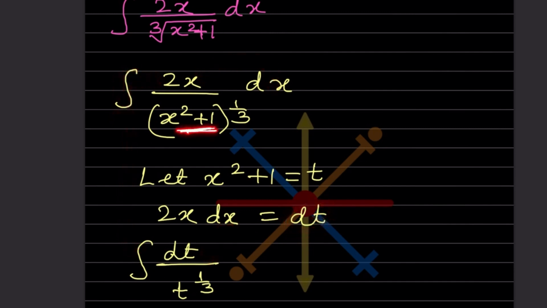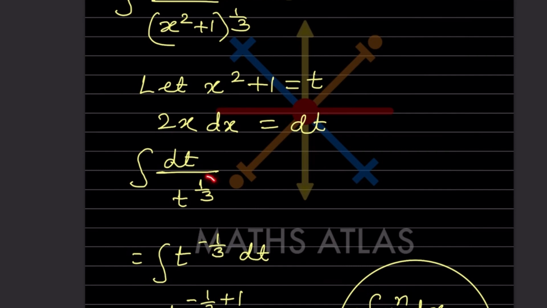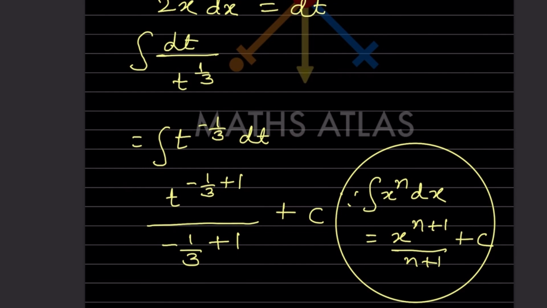And here what did we consider this as? Here we considered this as t, and this is 1 by 3. So now what will we do? We will take this t raised to 1 by 3. If we take it in the numerator, that is going to be minus 1 by 3, and this dt as it is. So now again what will we do? We want to remove this one. So here the integration of t raised to minus 1 by 3 dt.